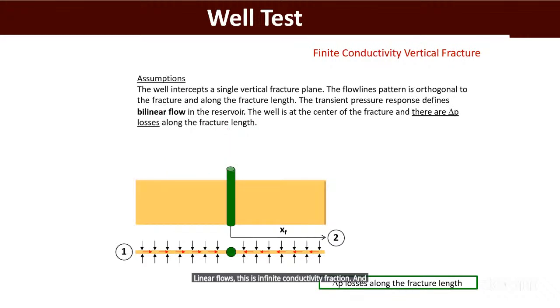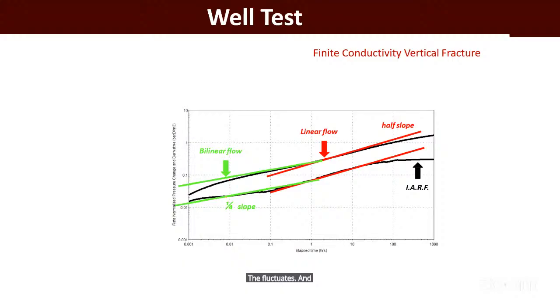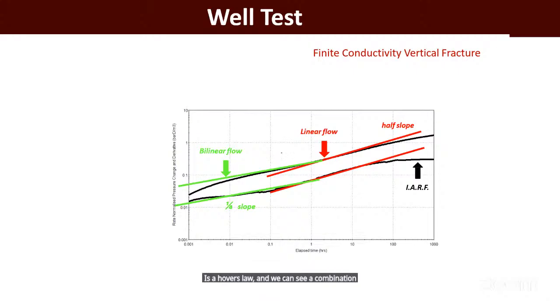In the case of finite conductivity, it's the same. Also, the flow line pattern is orthogonal to the fractures, but the transient pressure is bilinear flow. So bilinear flow indicates that we have a delta P loss along the fracture length. And it could look like this. Bilinear flow is a quarter slope, however, linear flow is a half slope. And we can see a combination between them. Finite conductivity can be composed of both of them together. Bilinear flow first and then linear flow second. This is a quarter slope and this is a half slope.